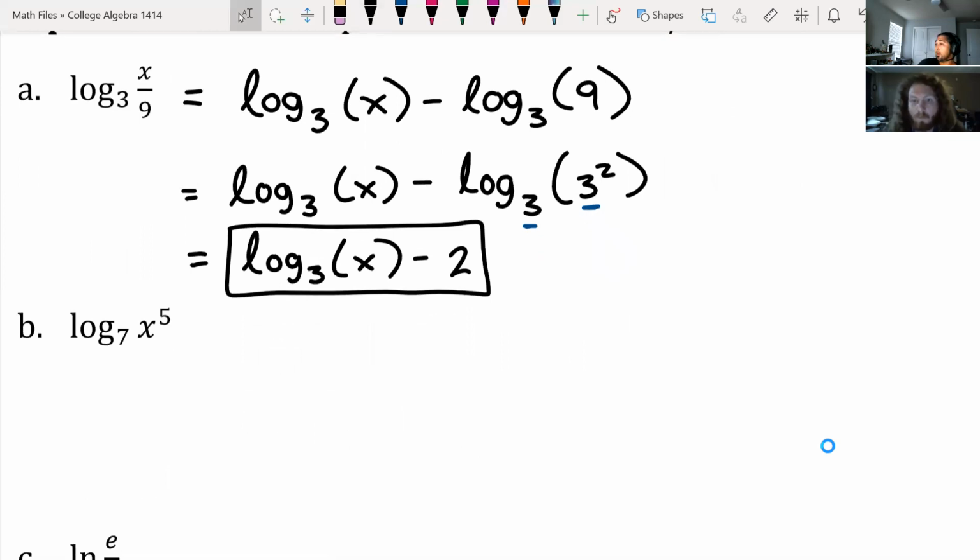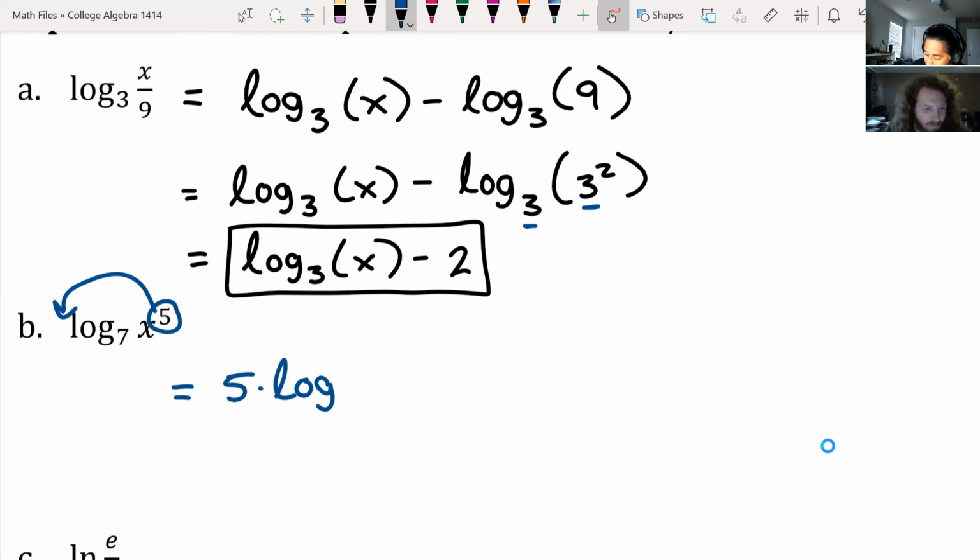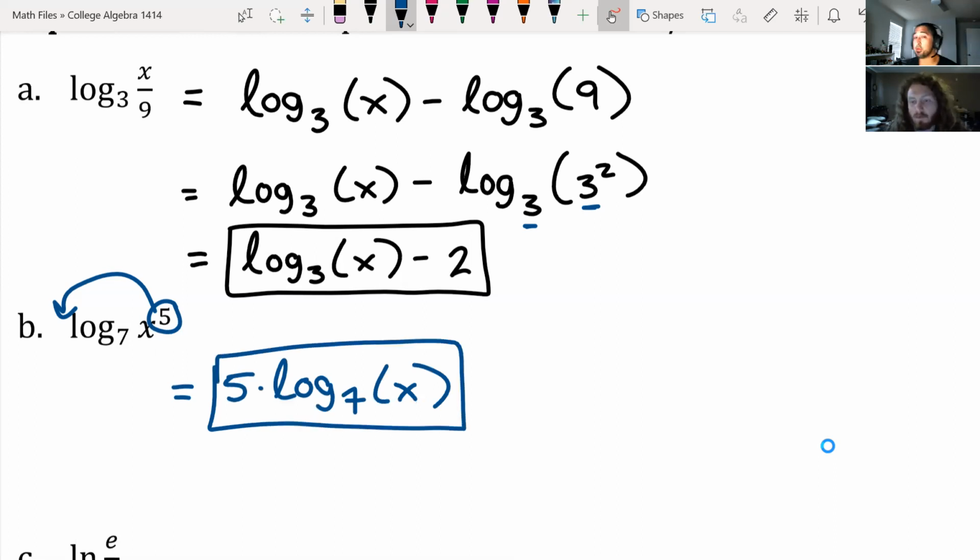Okay. B, log base 7 of x to the 5th. For this one, all we're going to use is power rule. So this 5 is coming to the front. So we will end up with 5 times log base 7 of x. And there's nothing else we can do there.